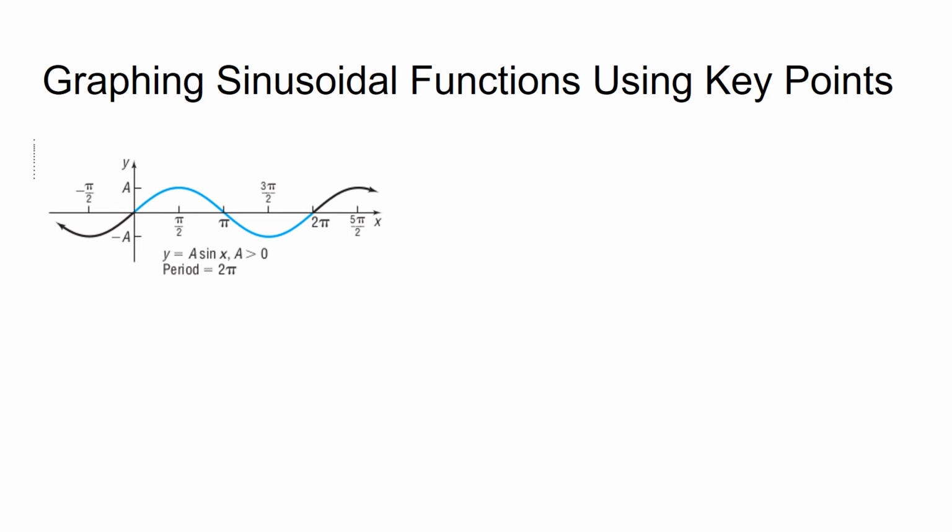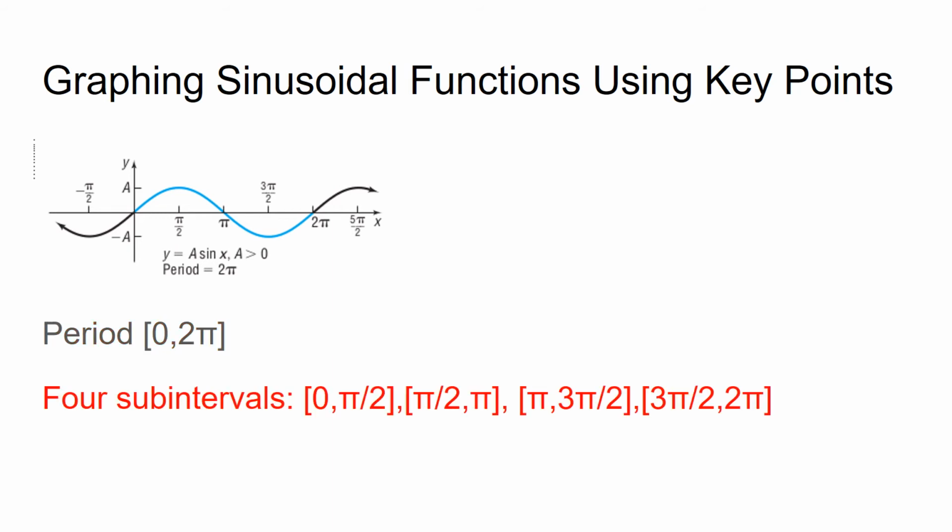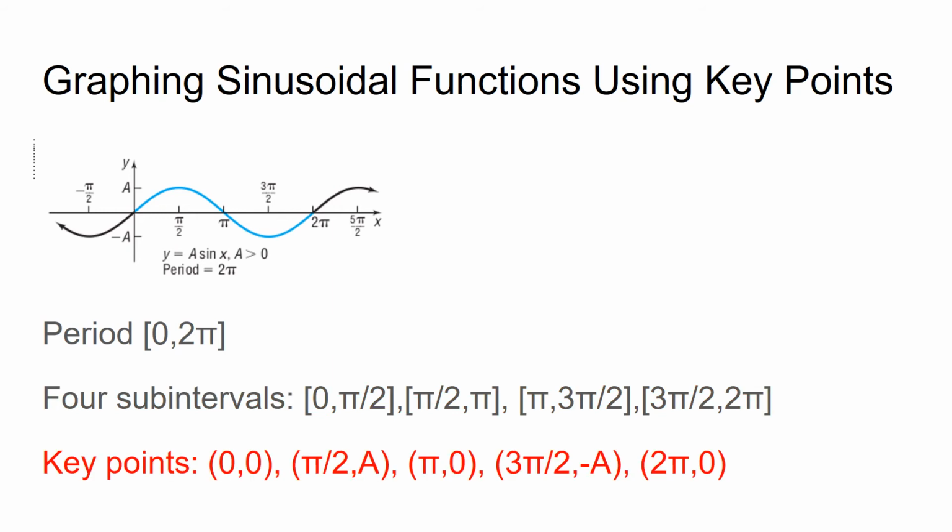Performing transformations is one way to graph sinusoids. Another approach is to use what are called key points. We begin with the graph y is equal to a sine x, which has a period of 2 pi. Let's take the interval 0 to 2 pi and divide it into 4 equal subintervals. We then find the value of the function at 5 key points, namely the endpoints of all the subintervals combined.